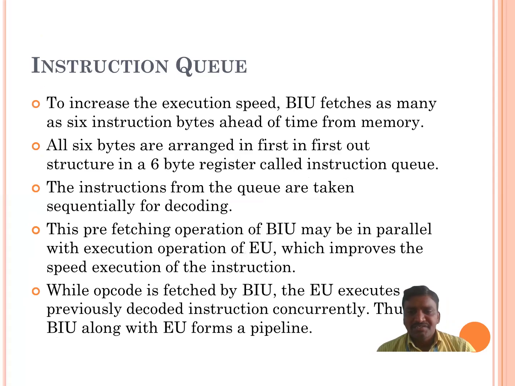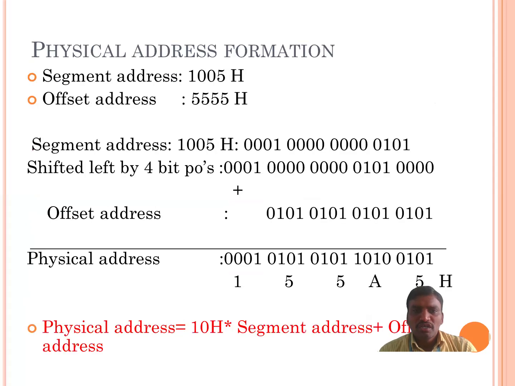Okay, so here it consists of the 6 bytes. What is the main function of the instruction queue? It fetches the data by using the bus interface unit. The bus interface unit fetches the data from the memory. After fetching the data, for temporarily storing the data, the microprocessor uses the instruction byte queue. Here it always follows the first in first out technique. After fetching that information, it is given to the decoding circuit.